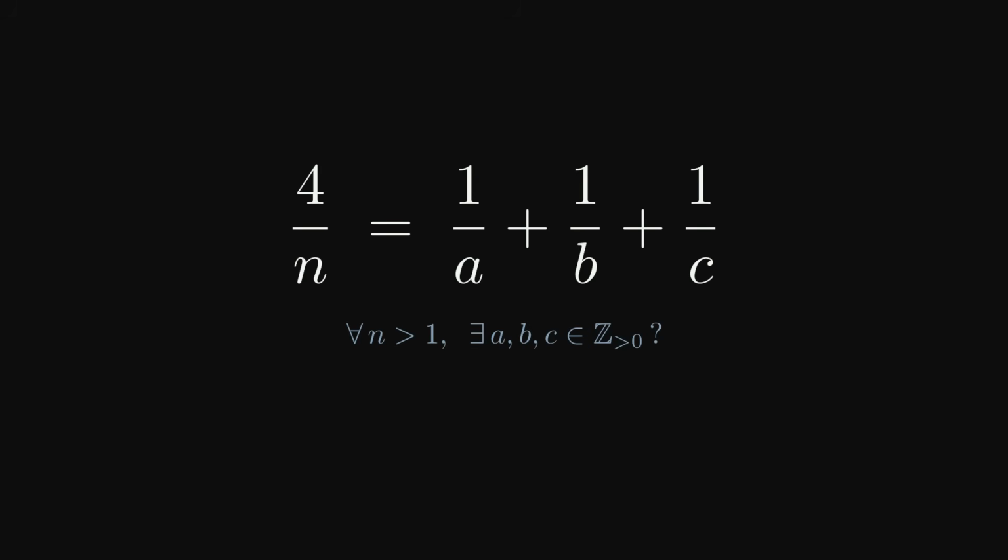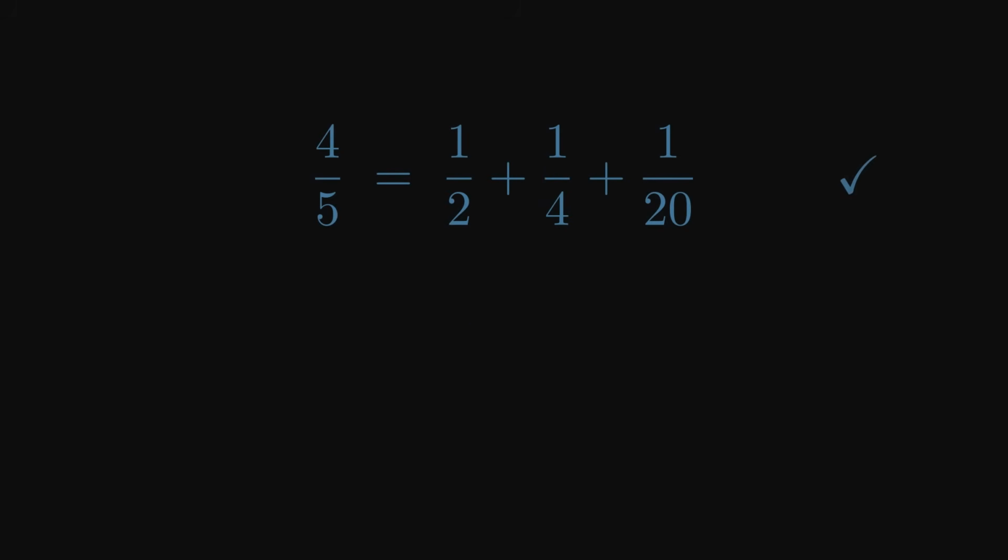So, for example, 4 over 5. Can we write 4/5 as 1 over a plus 1 over b plus 1 over c for some positive integers a, b, c? Yes. 4/5 equals 1/2 plus 1 over 4 plus 1 over 20. 3 unit fractions. Done. Try another.